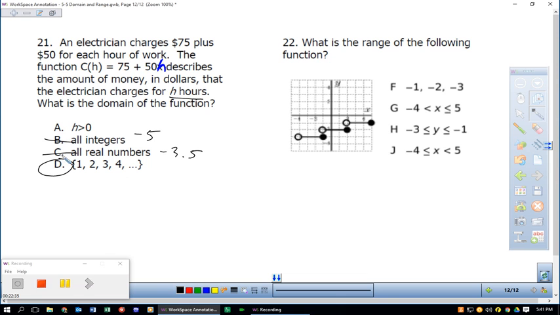All right, now 22. What's the range of the following function? We ran into this earlier. We want range, we're looking at our y values. So anything with x in it, J and G, those are both out. Now our y values are negative 3. I don't know if you can read that, but negative 3. It skips to negative 2. It skips to negative 1. Since it is not continuous in that fashion, F is our answer. All right, that brings us to the end of our domain and range notes.